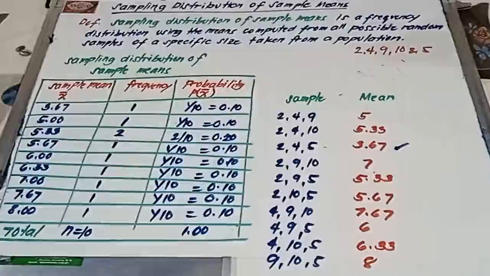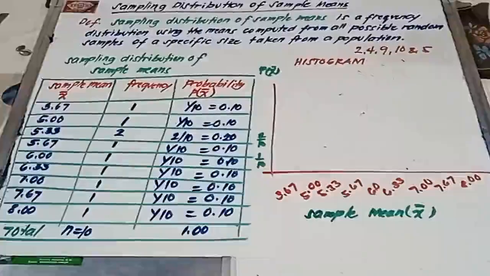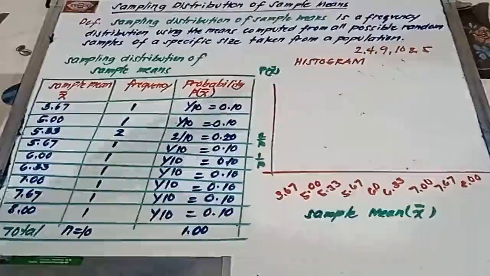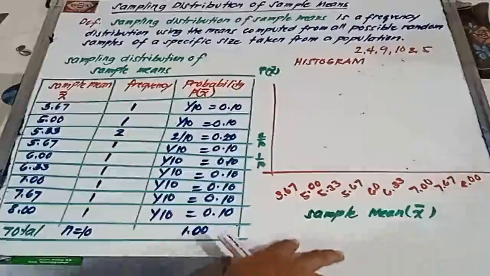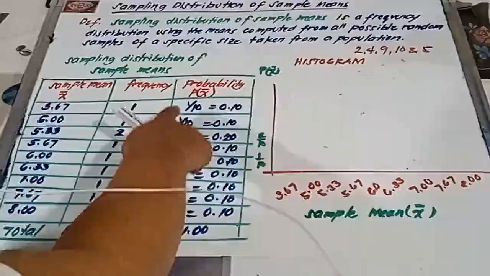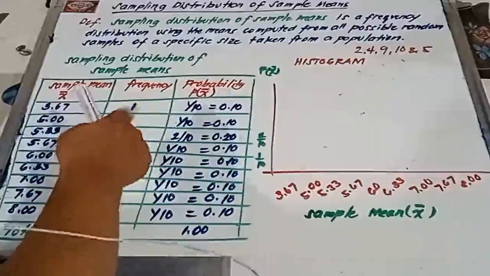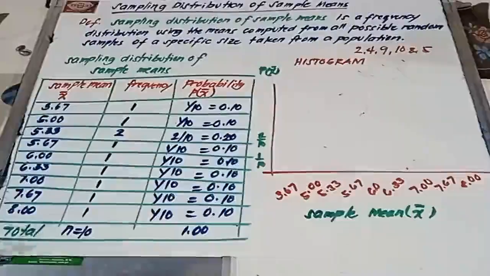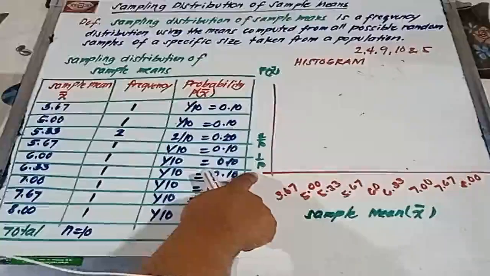Okay. Now, the next is magko-construct naman tayo ng histogram. Okay, in constructing the histogram of the sampling distribution of the sample means, yung ating x-axis, yun yung ating sample mean. At yung ating y-axis, yun yung probability of the random variable x, wherein the random variable x is the sample mean. Okay? So, kunin natin yung mga frequency niya, 1, 1, 2, 1, 1, 1, 1. Or the probability value niya is 1 over 10, 1 over 10, 2 over 10, etc. So, ang scale natin dito, dalawa lang, 1 over 10 and 2 over 10.